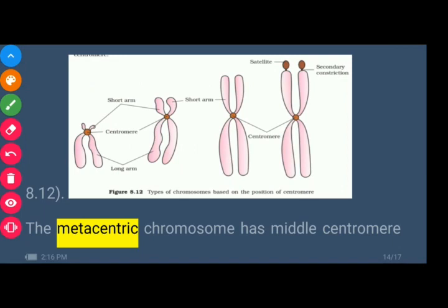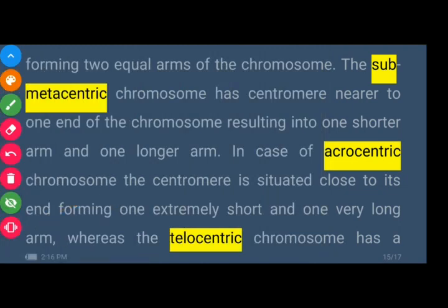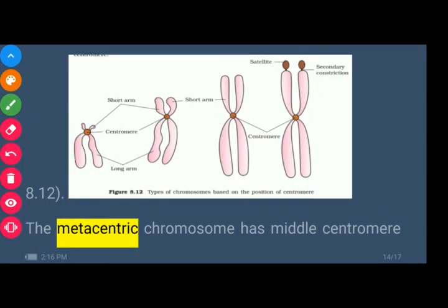Number 1, the metacentric chromosome. This is the metacentric chromosome, and inside it the centromere is present at the middle, forming 2 equal arms of the chromosome. That is why it is called the metacentric chromosome.